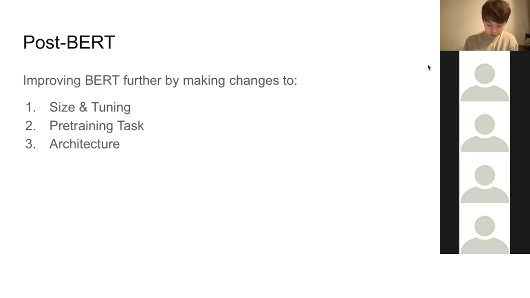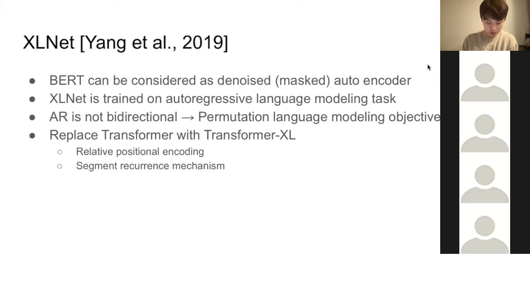And what happened after BERT? People were now trying to improve BERT in many ways. Like for instance, can we give different sizes, different tuning, so that it can do better? Can we do different pre-training tasks? Can we change the architecture a bit? One of the tries was, can we give a bit different loss?